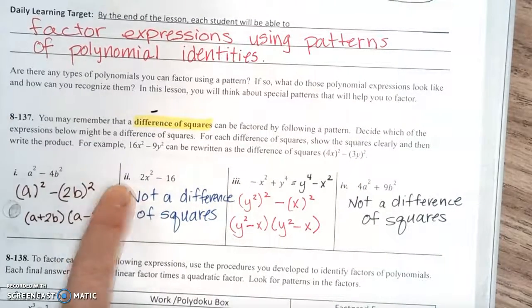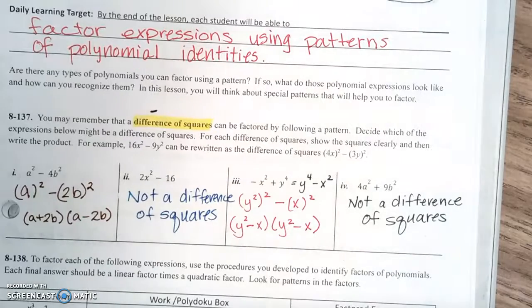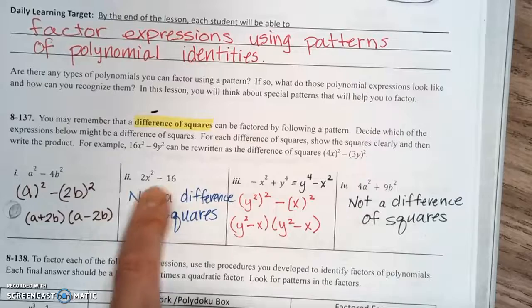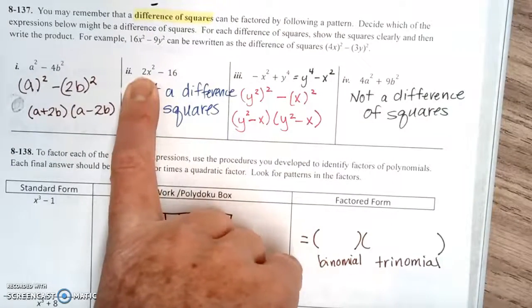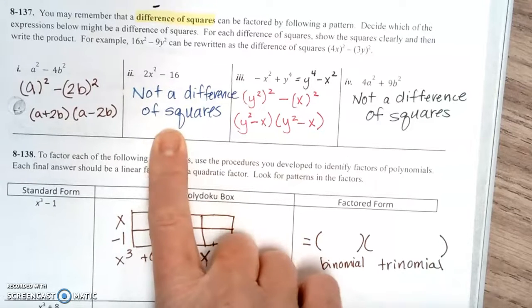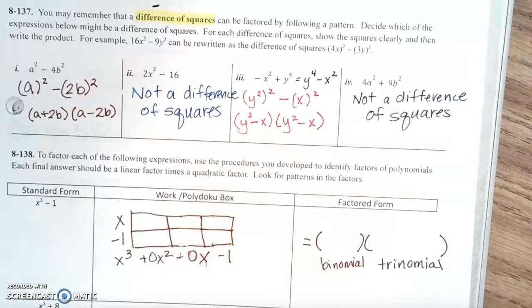Roman numeral 2 has 2x squared minus 16. It looks like it should be a difference of squares because the 16 is definitely a perfect square. You definitely are having a difference, but 2x squared is not a perfect square. 2 seems like it should be, but it's not. The square root of 2, sometimes the square root of 2, but you want perfect squares. Okay, so that one is not a difference of squares.